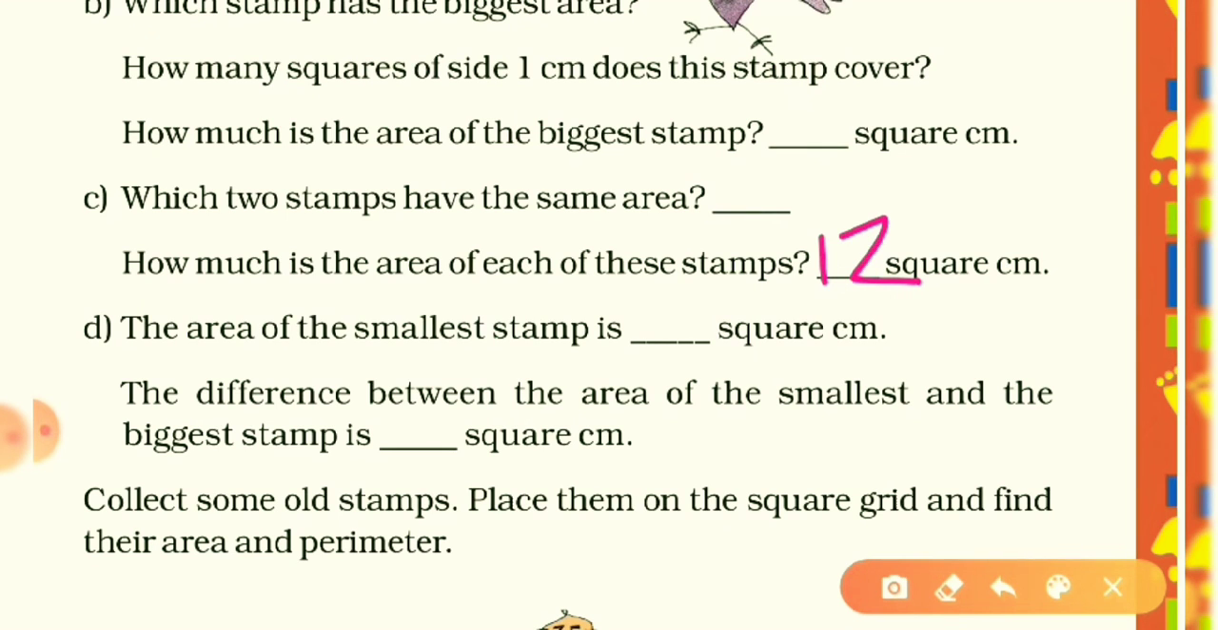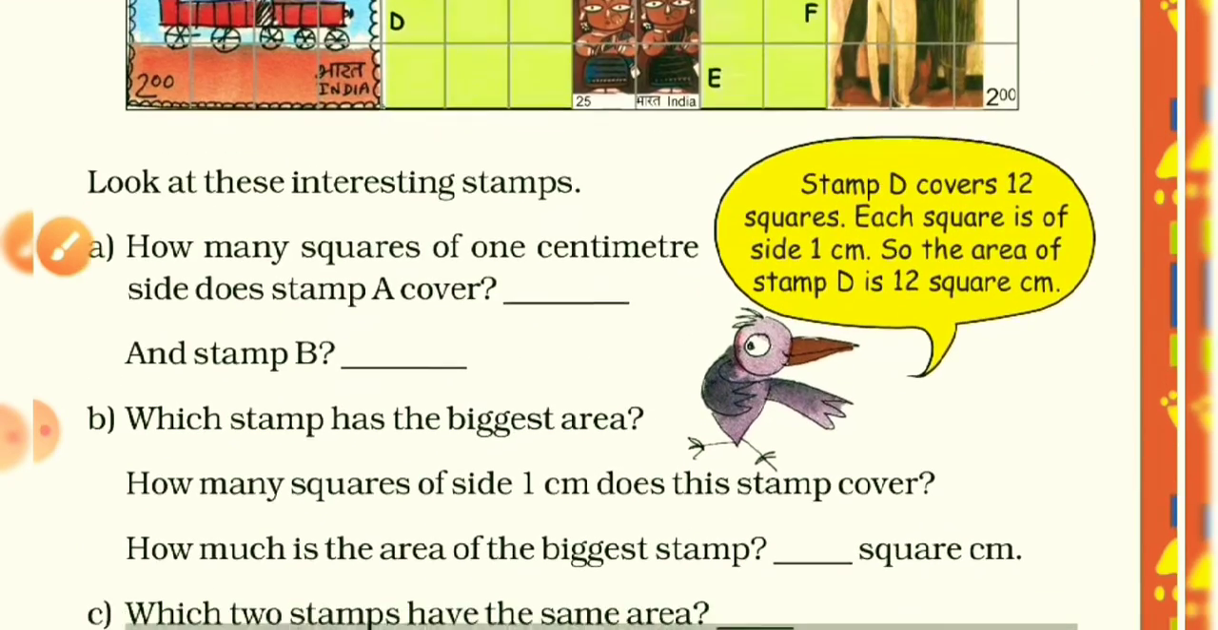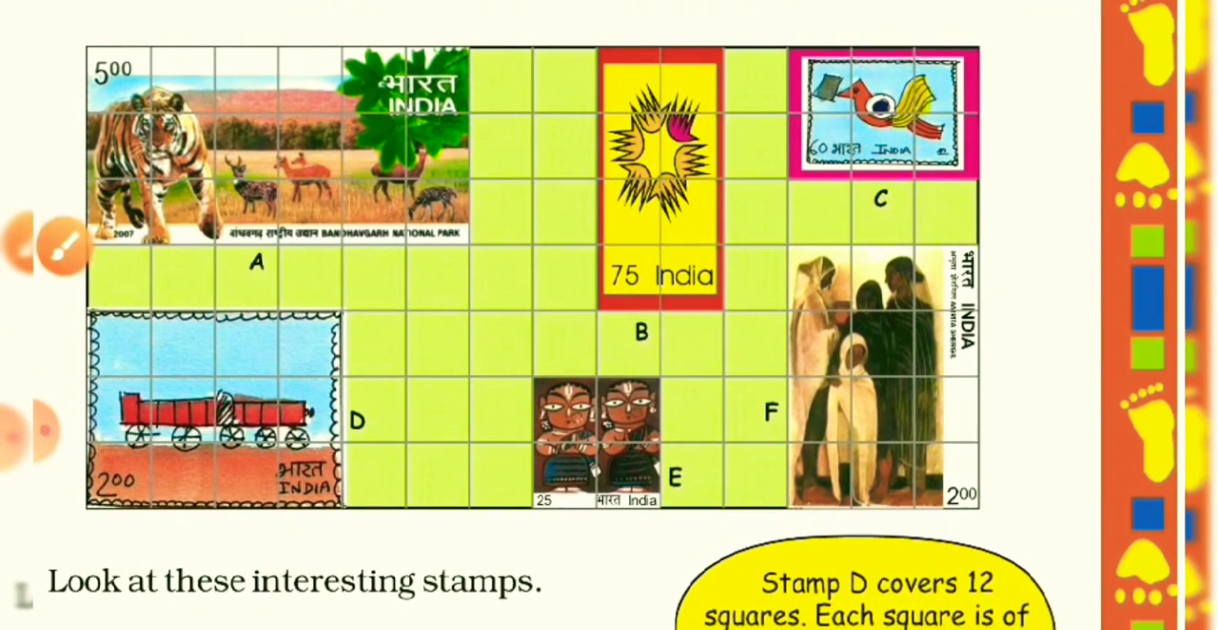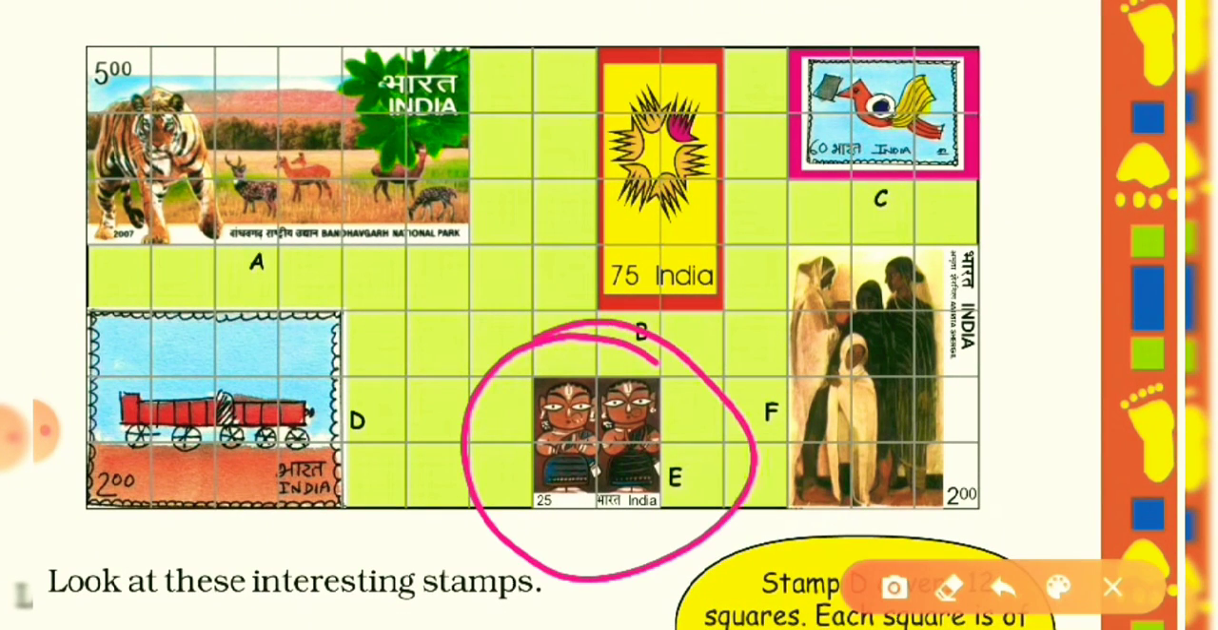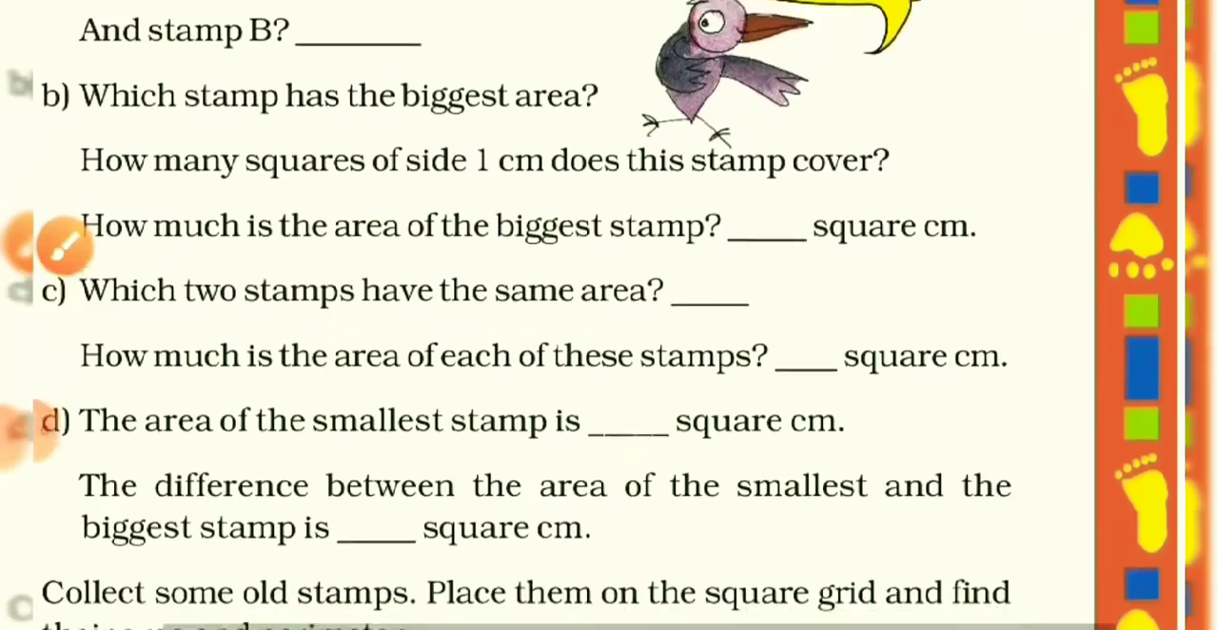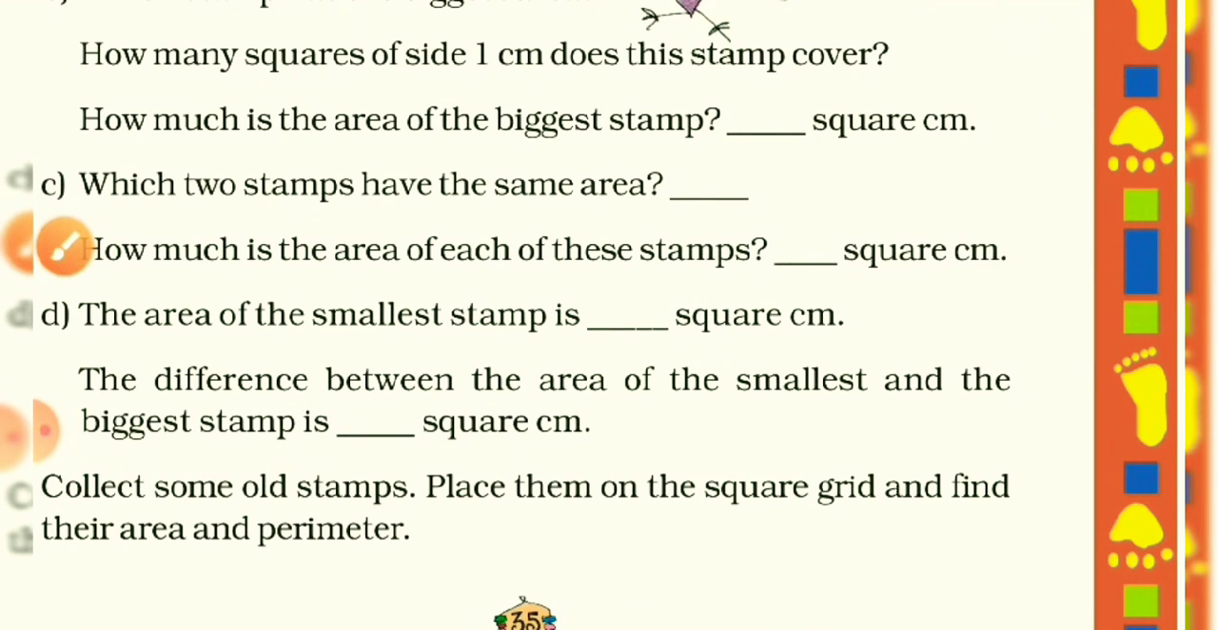Now next question D, the area of the smallest stamp is dash square centimeter. So here you found the smallest stamp ticket was E. Okay, and the area is 2 times 2 is 4 square centimeter. So there you can write 4 square centimeter is the area of the smallest stamp ticket.